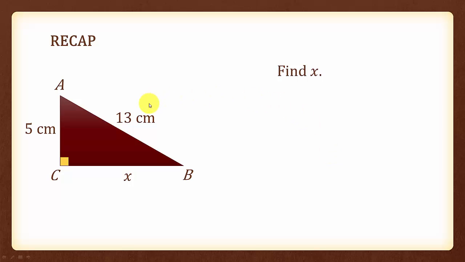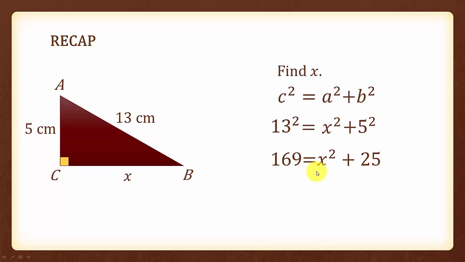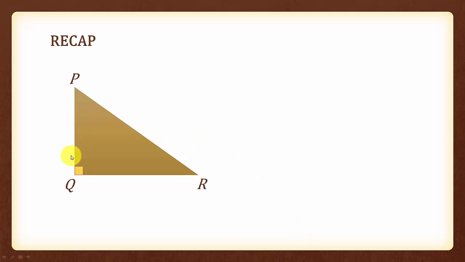Let's look at another example. In order to find x, we will need to apply the Pythagoras theorem. C squared equals A squared plus B squared. Can you identify the values of C, A, and B? Yes, we have 13 squared equals x squared plus 5 squared. Simplifying, we have 169 equals x squared plus 25. Subtract 25 from both sides, and we end up with 144 equals x squared. To find x, we take the square root on both sides, and we have x equals 12 cm.